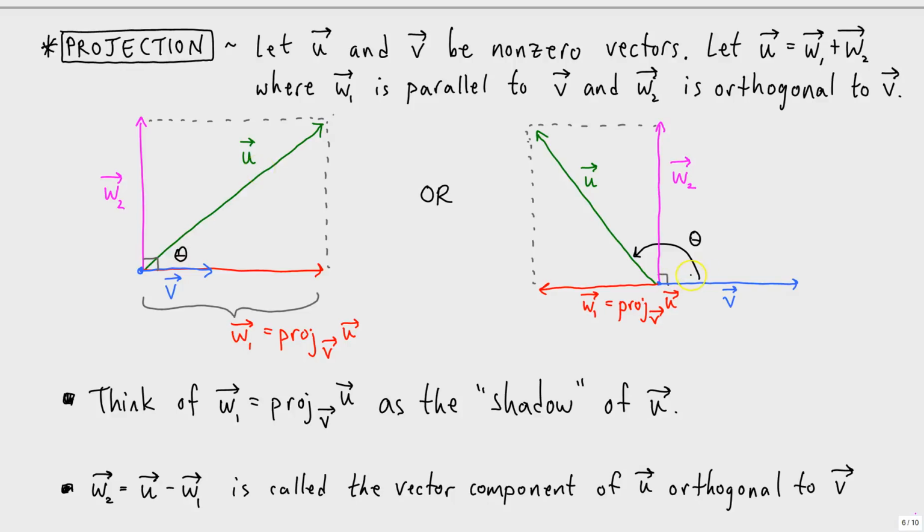And if that angle is obtuse, or more than 90 but not quite 180, then the change is that W1 and v would be headed in opposite directions, because we need w1 and w2 to add up to u, but orthogonal to v.